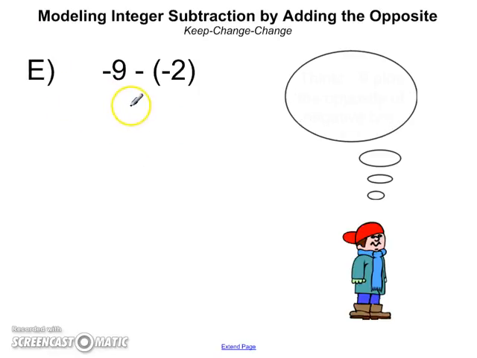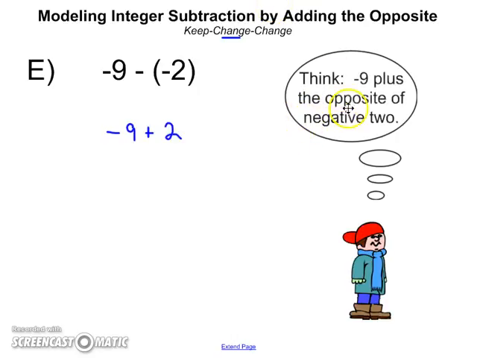Add the opposite of. Alright, so we'll do the same type of thing here. I've got negative 9, I keep it. I add, okay, so here's my change. And then the opposite of negative 2 is positive 2. And again, if we talk about a little thought bubble here, negative 9 plus the opposite of negative 2, the opposite of negative 2 is positive 2.